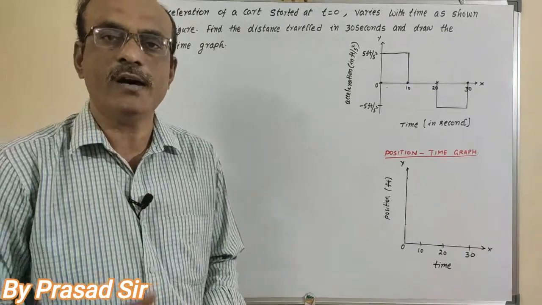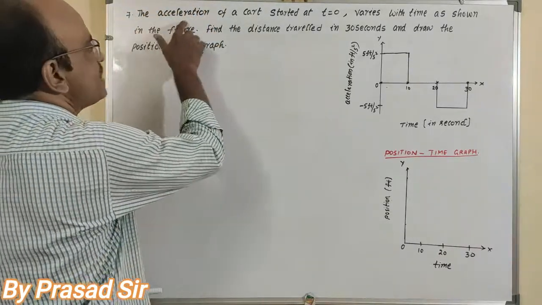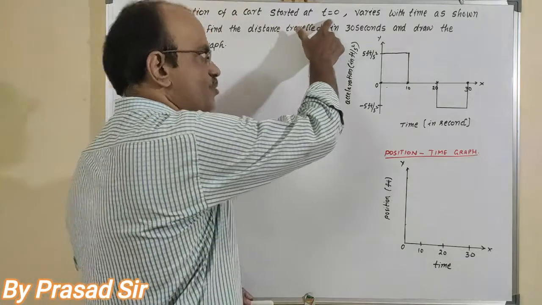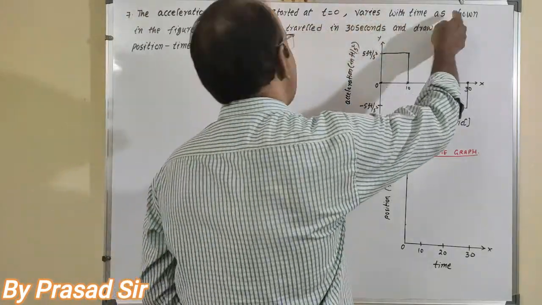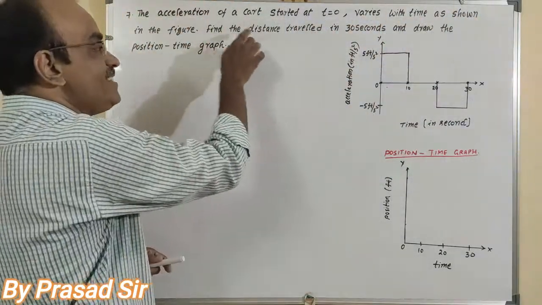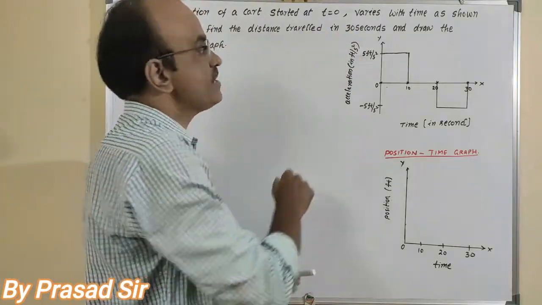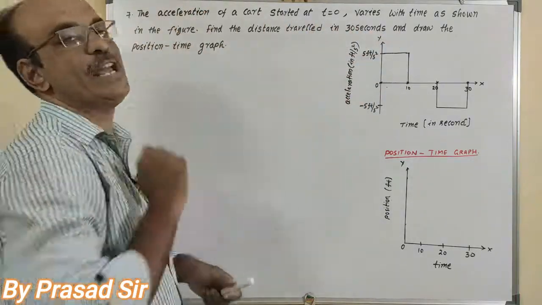Here is question number 7. The acceleration of a cart, started at t equal to 0, varies with time as shown in the figure. Find the distance traveled in 30 seconds and draw the position-time graph.